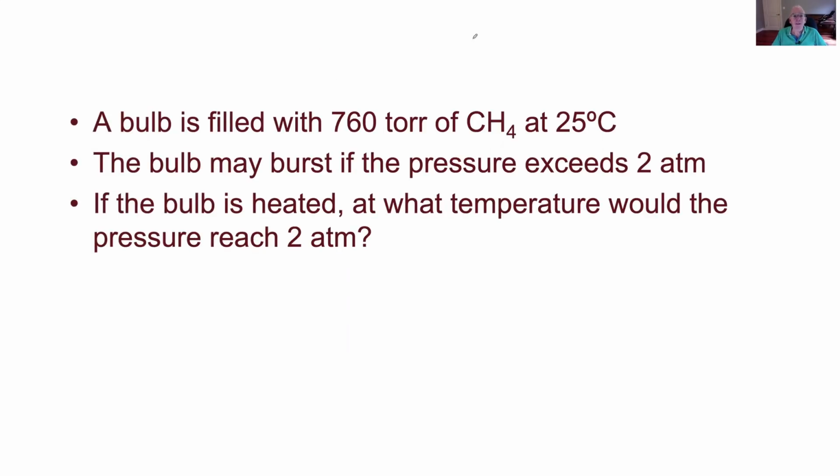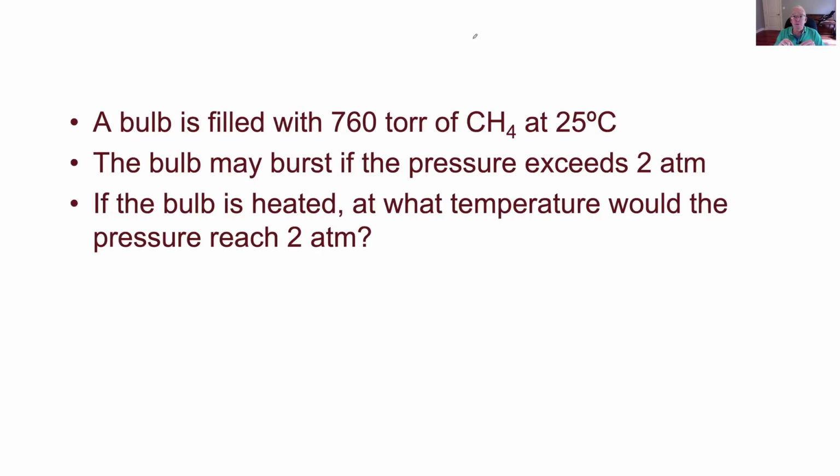All right, this is an example of the second sort of problem that we could do, the one where we're going to do this part of putting the things that are changing on one side, the things that are not changing on the other, and then working from there. Okay, so I have a bulb. It's got 760 torr. That's 1 atmosphere of methane in it at 25 degrees C. It says that I know, I'm going to assume my bulb is rigid, like it's made out of, I don't know, glass or something like that, okay? So it's not going to expand like a balloon when I heat it up.